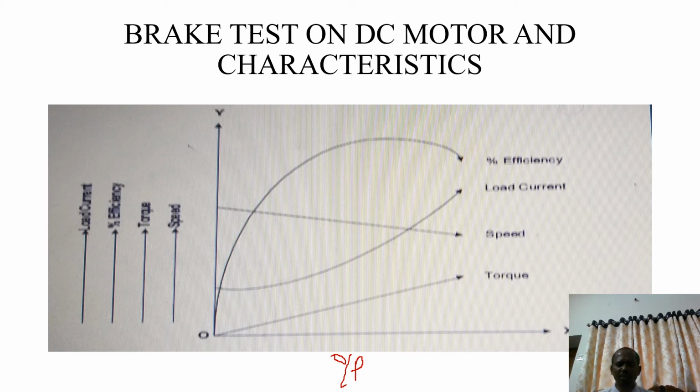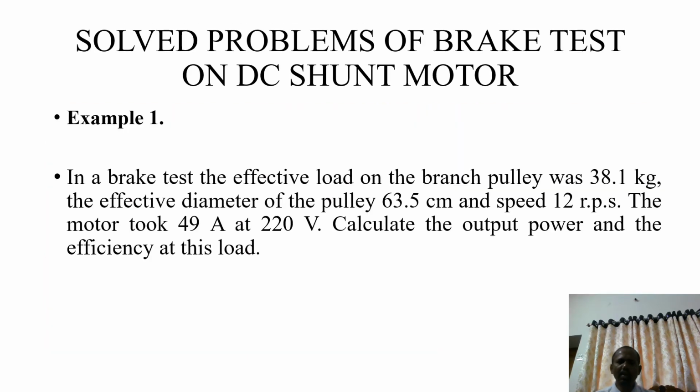Next, I am going to discuss problems on brake test. In a brake test, the effective load on the brake pulley was 38.1 kg. The effective diameter of the pulley is 63.5 cm and the speed 12 rps, revolutions per second. The motor took 49 ampere at 220 volt. Calculate the output power and the efficiency at this load.